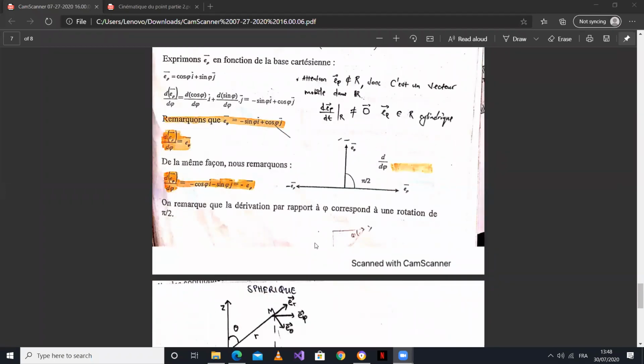When you derive these e_rho and e_phi with respect to phi, it's like you are rotating them 90 degrees. And since they are at 90 degrees to each other, it's like you rotate them into each other. It's like you move e_rho into e_phi, so it's going to become e_phi. And when you derive e_phi again with respect to phi, it's like you have rotated it 90 degrees, so it's going to become minus e_rho because these two are at 90 degrees to each other. Is that clear?